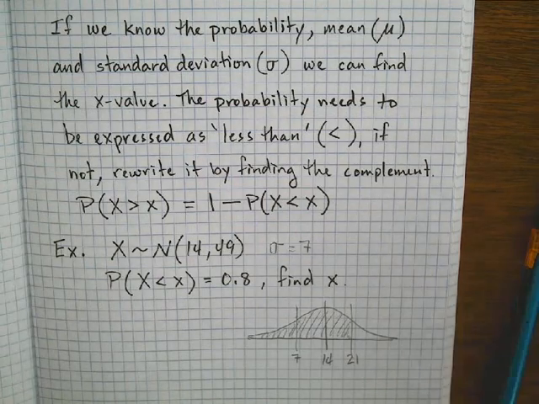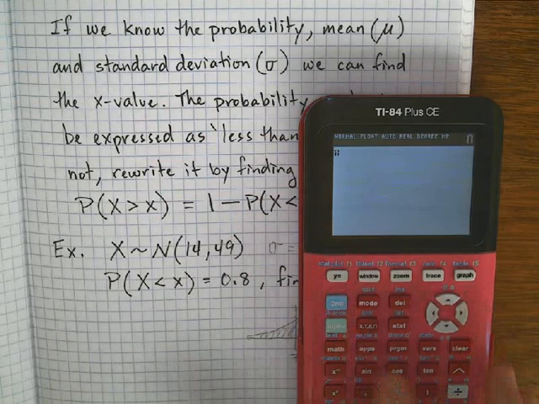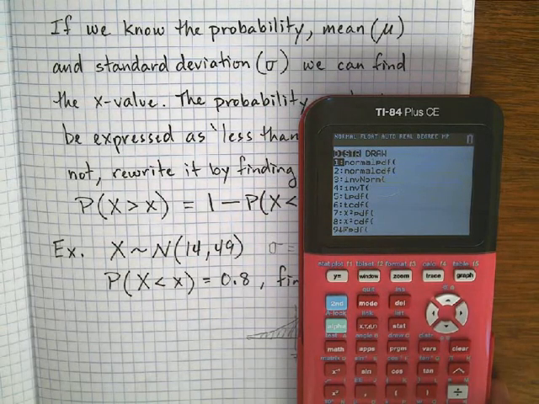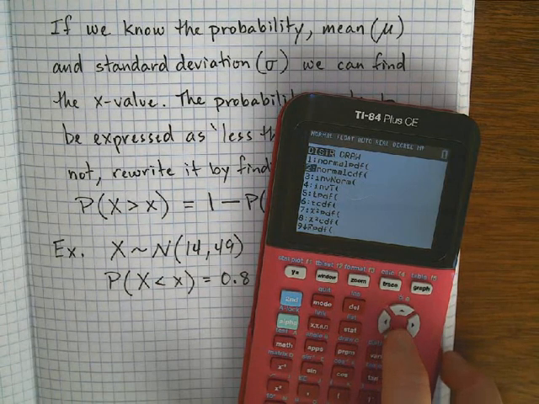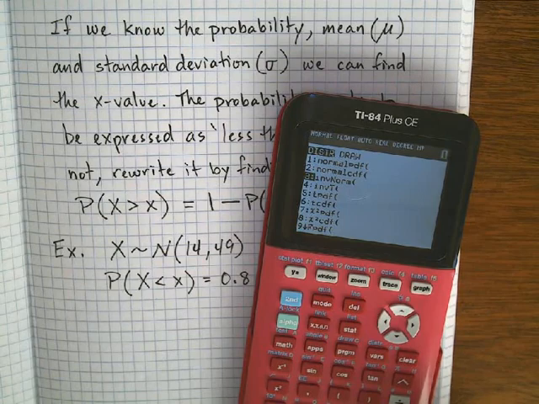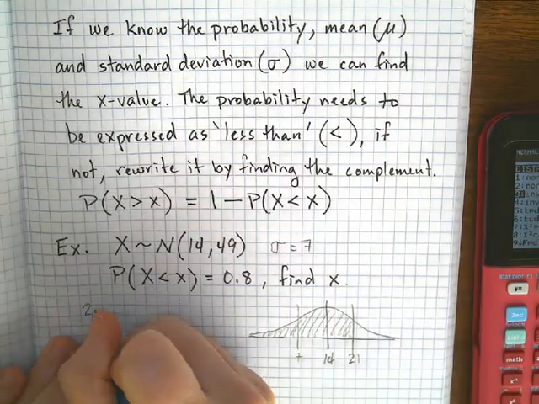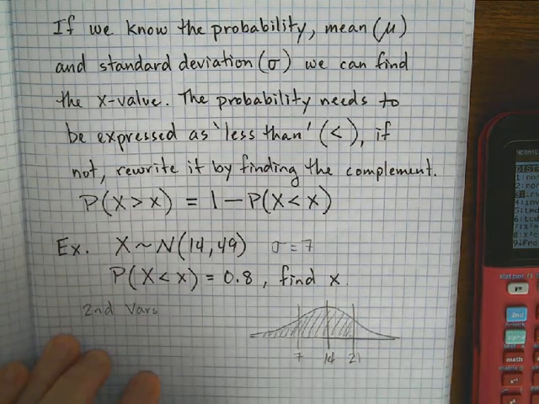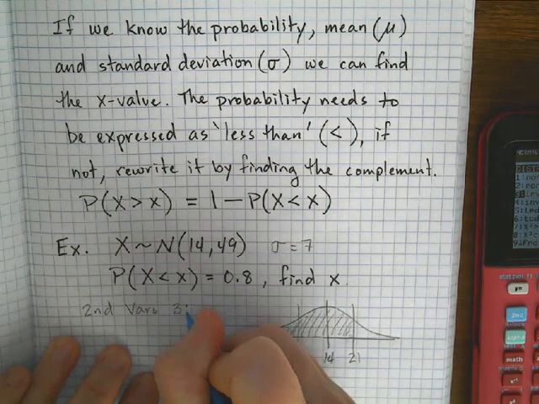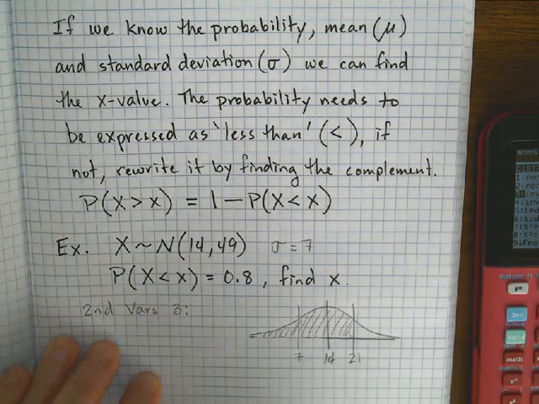So on the calculator, we are going to go to second vars, where we get our normal distributions. Can we see that okay? And we are going to go to option 3, inverse normal. So what did I just do? I just did second vars, and then option 3, and that gets me inverse normal.